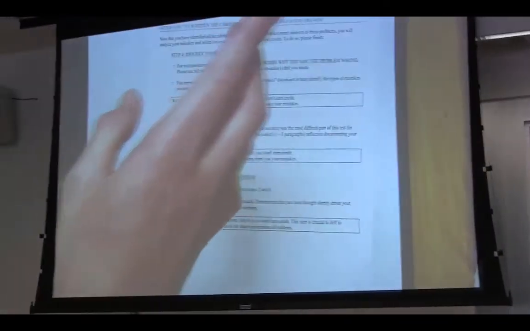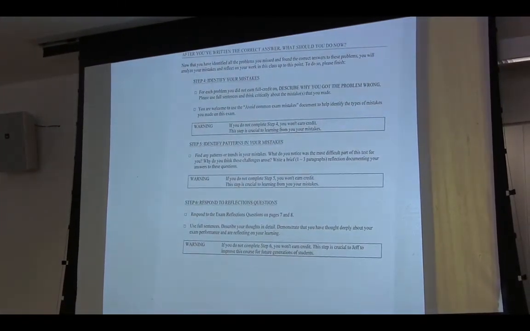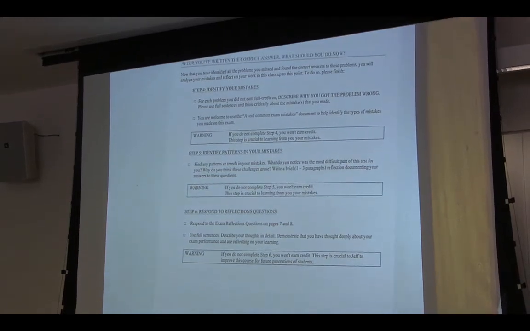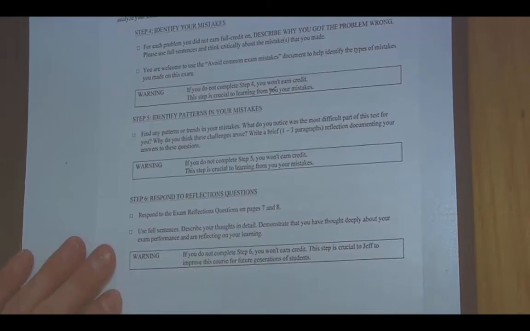If you do not complete step 4, you won't earn credit. This step is crucial to learning from you and your mistakes. Yeah, so I need to update that. Your mistakes. Yeah. What a beautiful thing.